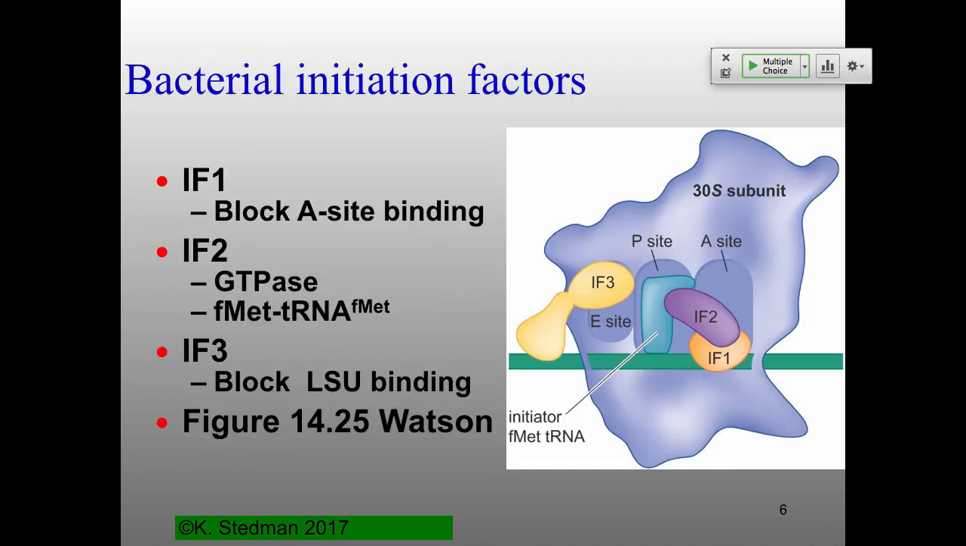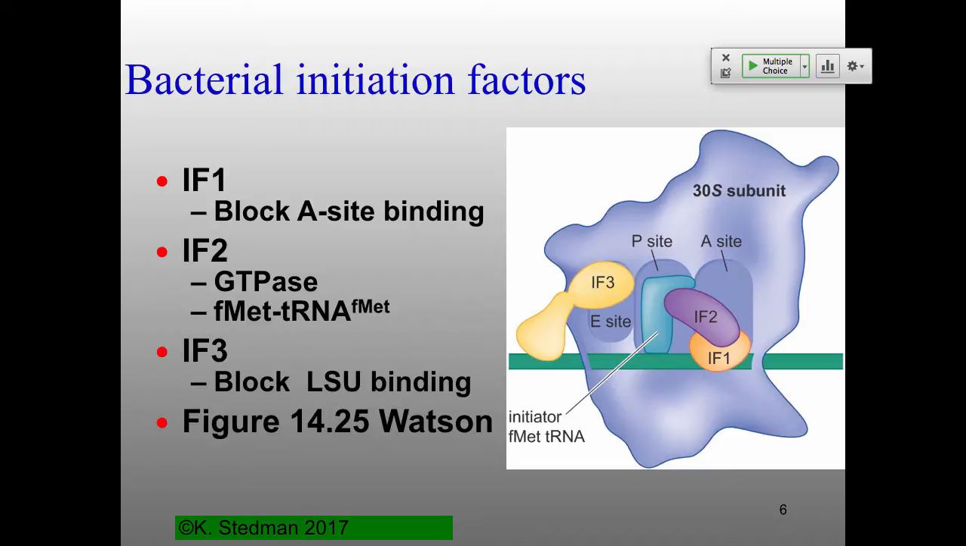And IF3 basically says, hey, we're not ready for the large subunit of the ribosome to bind here yet. So 1 and 3 are basically saying, hey, hold off. We're not ready to go yet until we have our initiator tRNA, which comes in with IF2. And IF2 is really the critical one here.